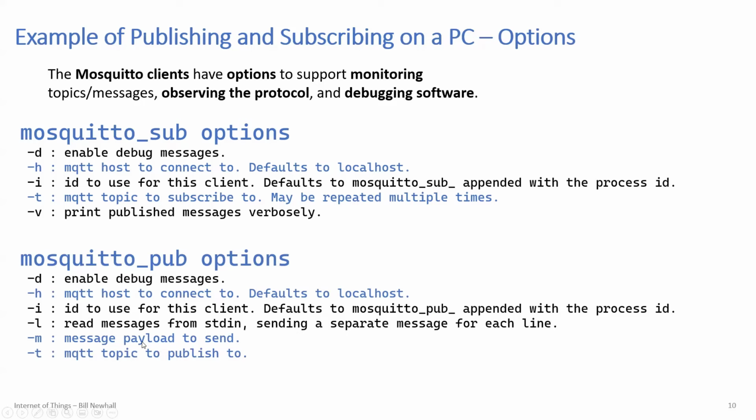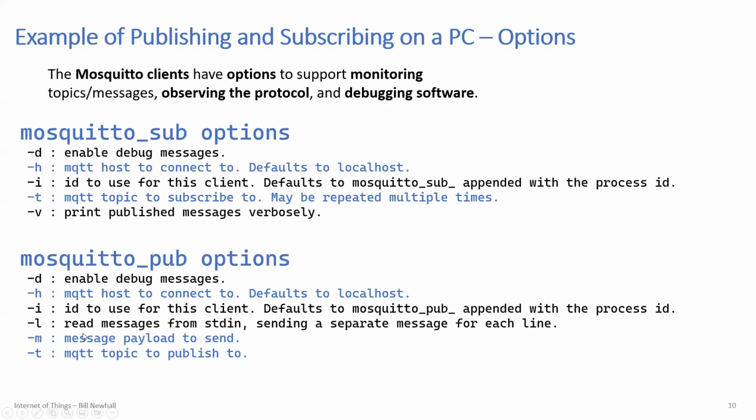-m is the message payload that you want to send, and -t specifies the topic to which you want to publish. And again, you can enable debug messages to see what's going on behind the scenes, the multiple packets going back and forth between, let's say, a publisher and a broker. -i, again, is optional. You can specify an ID, but if you're looking at packets going over a network and you want to identify your client, you can specify an ID that you recognize, or you can filter on IDs on the other end.